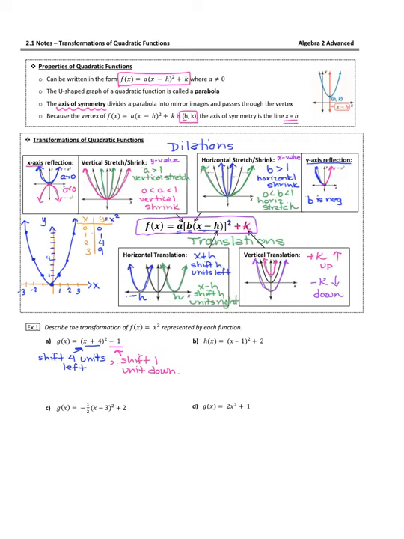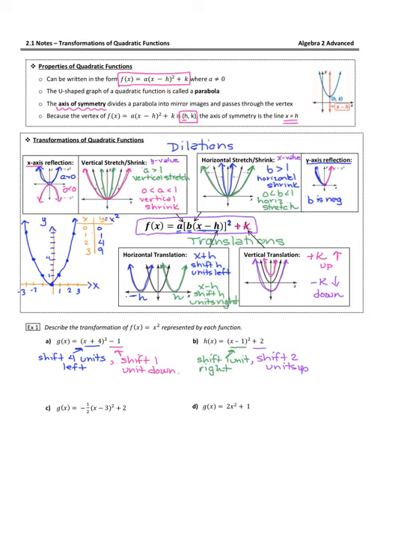In example B, again, inside the parentheses is horizontal, so that is going to shift 1 unit in the, I'm bad with my right and my left. 1 unit, that's why I always say in the positive direction, which is right. And here we have the +2 is outside the parentheses, so that is going to shift 2 units up.